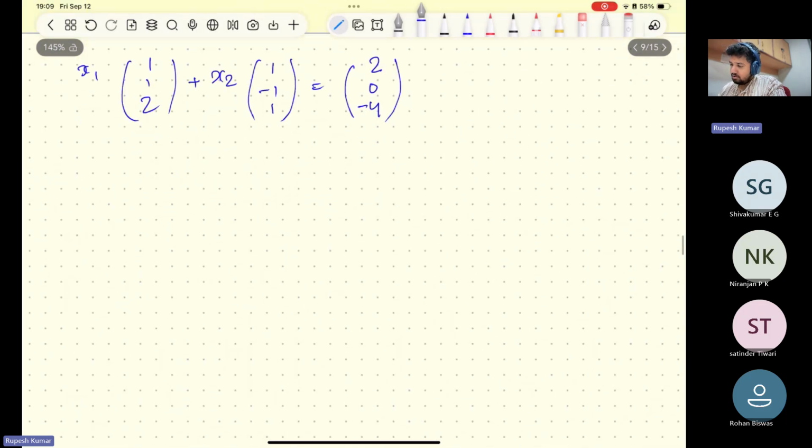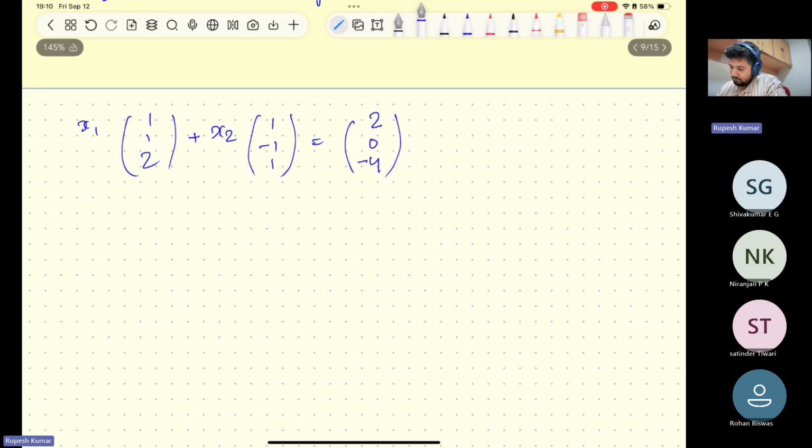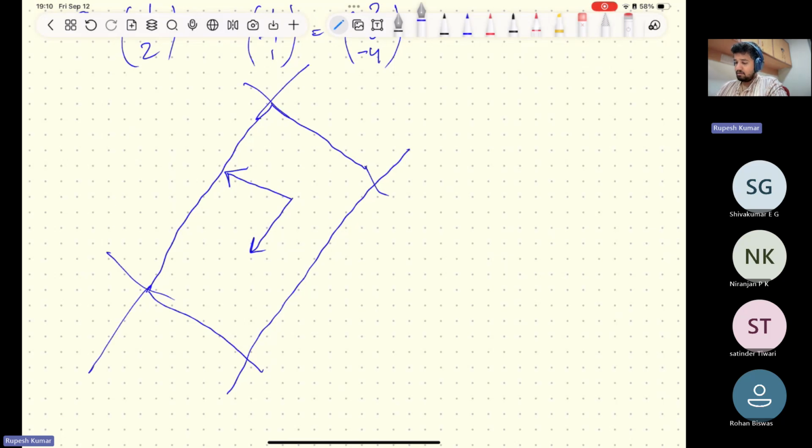So let's try to see how it looks. We have this vector 1, 1, 2, that basically goes like this. And we have the vector 1, minus 1, and 1. So x is minus 1, right? So this goes like here. Now the subspace basically becomes a plane. These two vectors are spanning this plane, right? This is a plane that is extending to infinity.